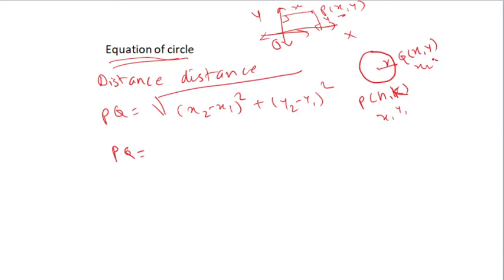This is point x2, y2. Now, try to put the values of x2 and x1, y2 and y1. What is the value of x2? The value of x2 is x. The value of x1 is what? h. It is (x minus h) whole square plus, what is y2? The value of y2 is y. (y minus k) whole square.